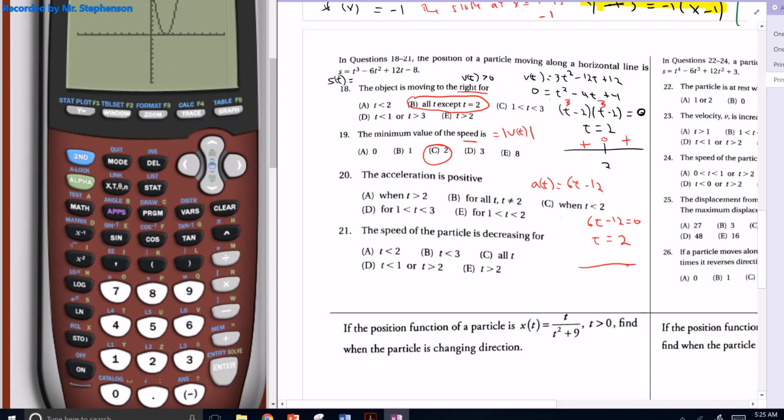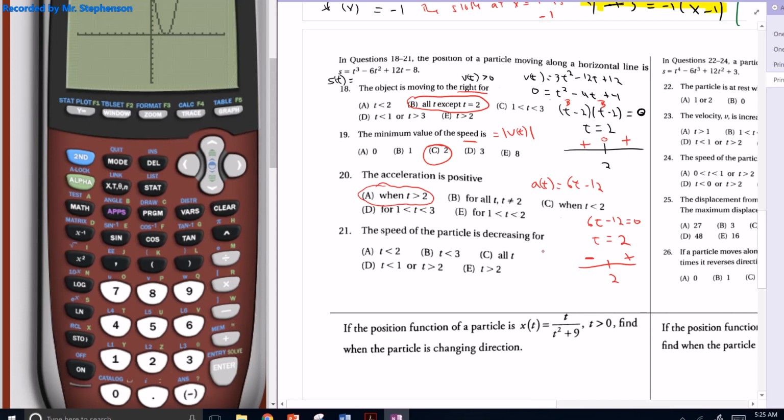But we need to do the same thing. Put 2 there and figure out what happens to the acceleration left of 2. If I plug in a number left of 2, like 1, I get 6 minus 12, which is a negative. If I plug in a number right of 2, like 3, I get 18 minus 12, which is a positive. So left of 2 it's negative, and after 2 it's positive. So the acceleration is positive when t is greater than 2, all t values like 3, 4, 5.